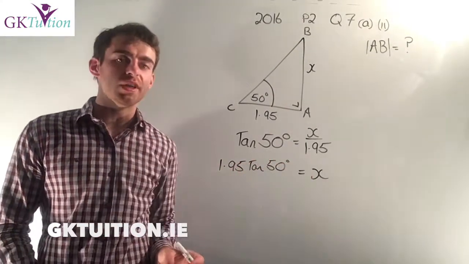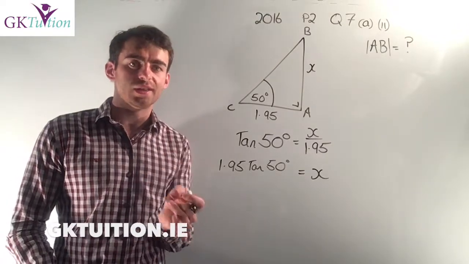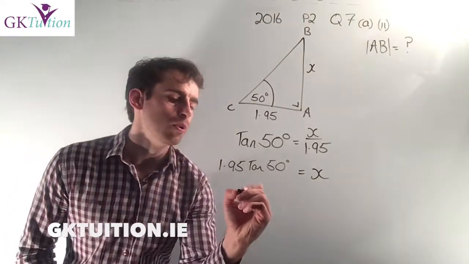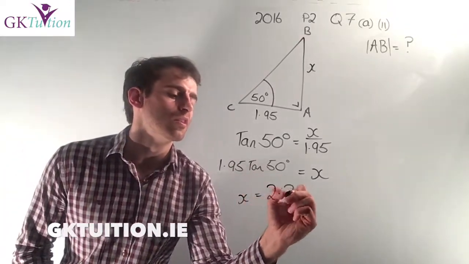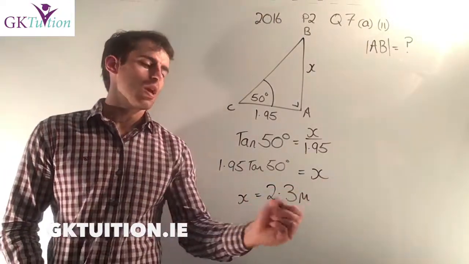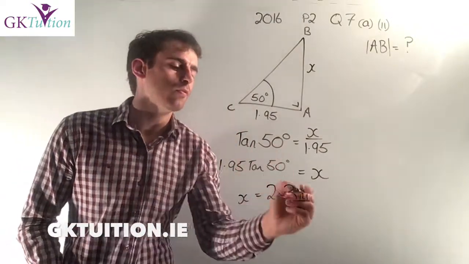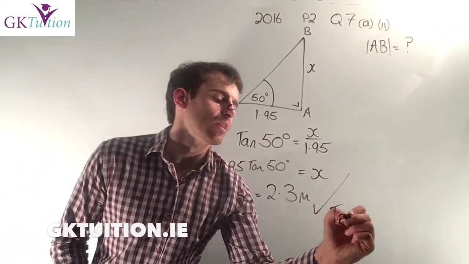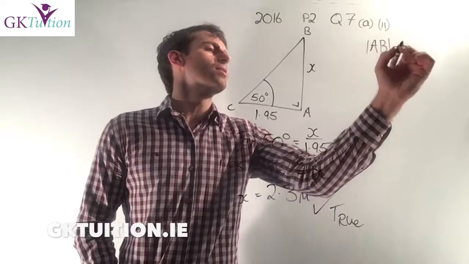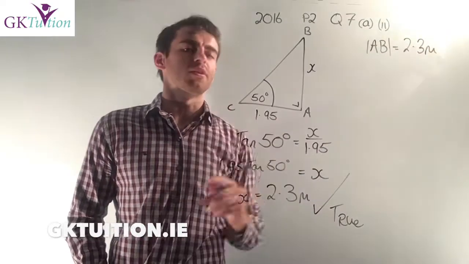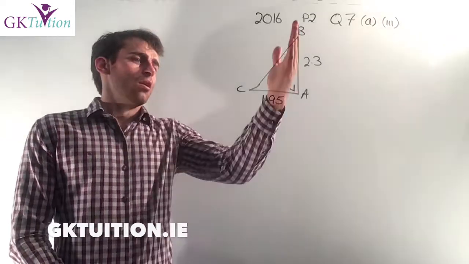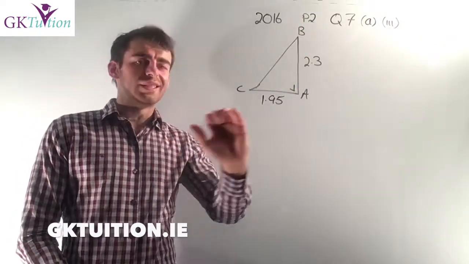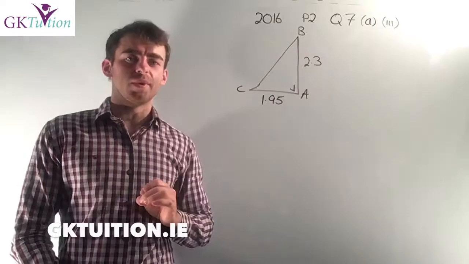Again, it's 50 degrees, so just make sure your calculator is in degrees as opposed to radians. And if you plug all of that into your calculator, you'll work out that x to the nearest decimal place is 2.3 meters. And again, that's what I was asked to prove, so I put a tick beside it and say that it's true. So my AB in this case is 2.3 meters. In part 3 of this question, we know AB is 2.3, we know AC is 1.95, and we're asked to get BC.